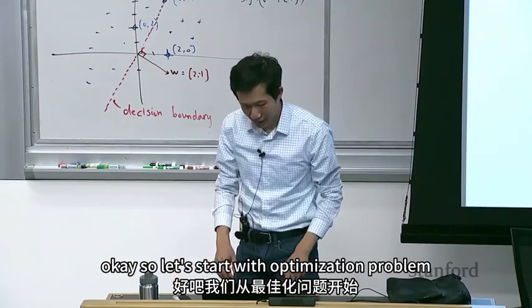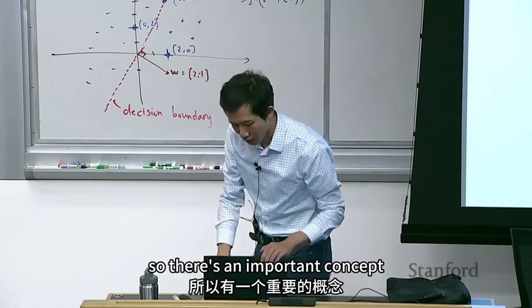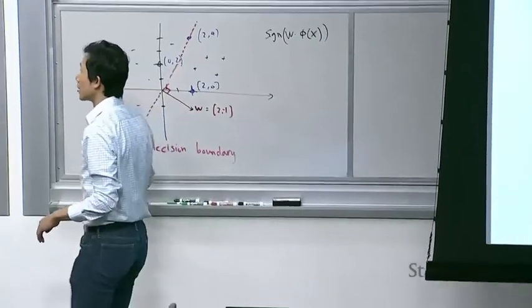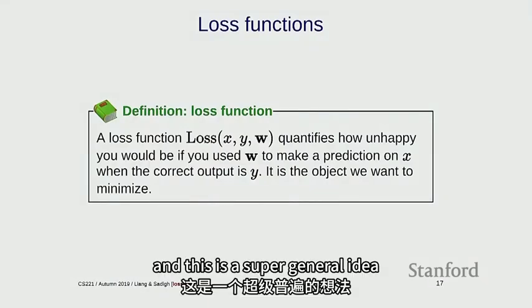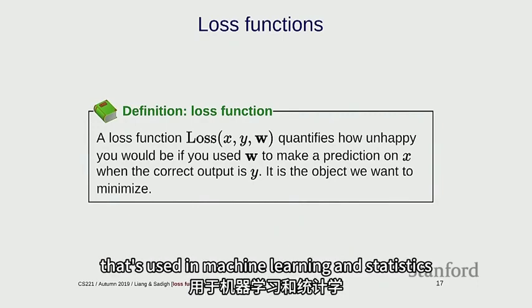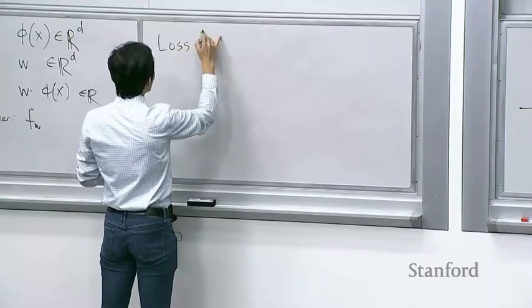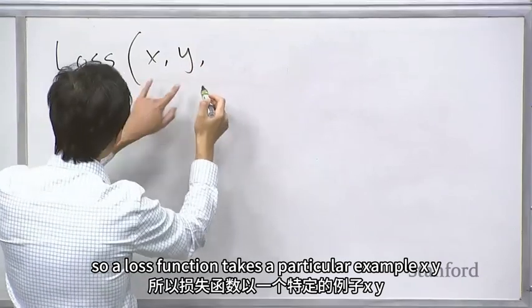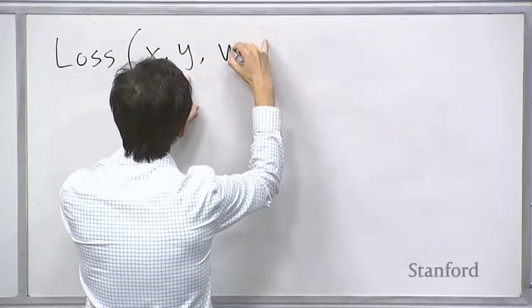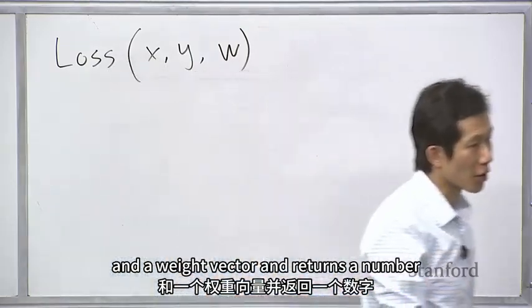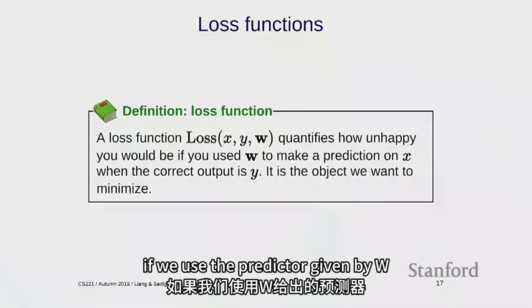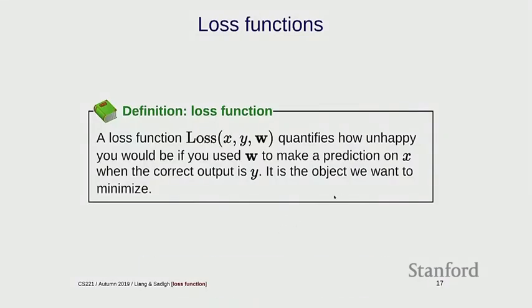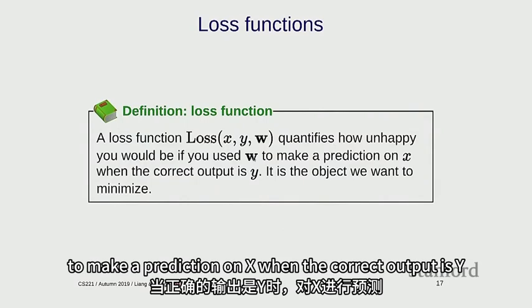Okay, so let's start with the optimization problem. There's an important concept called a loss function. This is a super general idea that's used in machine learning and statistics. A loss function takes a particular example, x, y, and a weight vector, and returns a number. This number represents how unhappy we would be if we use the predictor given by w to make a prediction on x when the correct output is y.